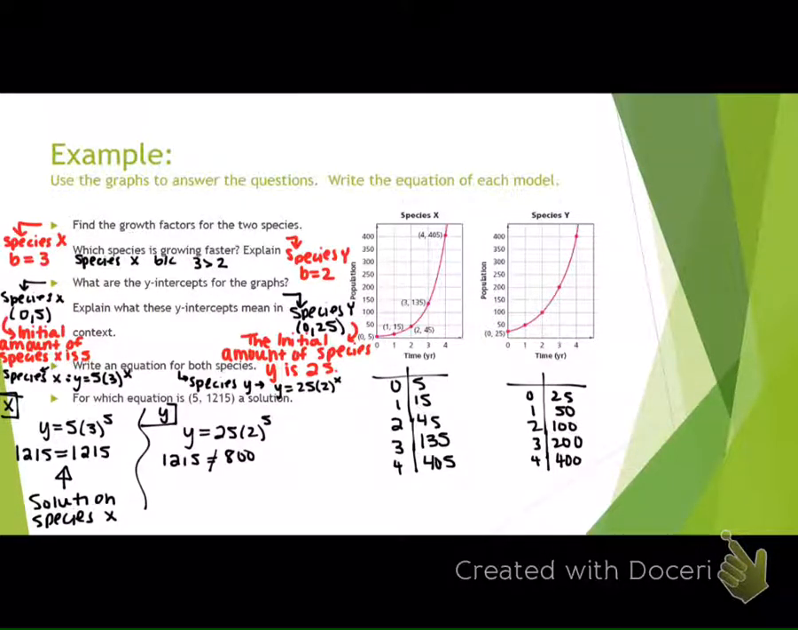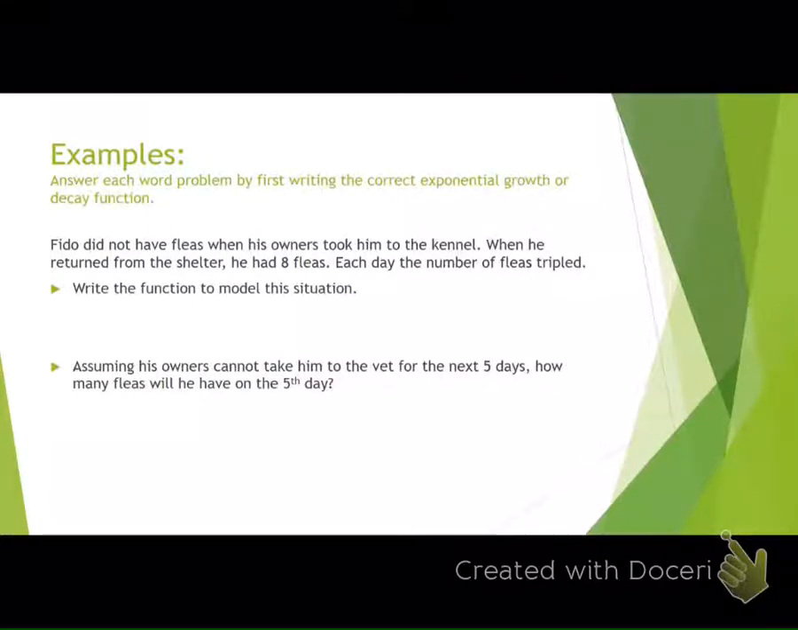Okay. Let's answer each word problem by first writing the correct exponential growth or decay function. So Fido did not have fleas when his owner took him to the kennel. When he returned from the kennel, he had 8 fleas. Each day, the number of fleas tripled.